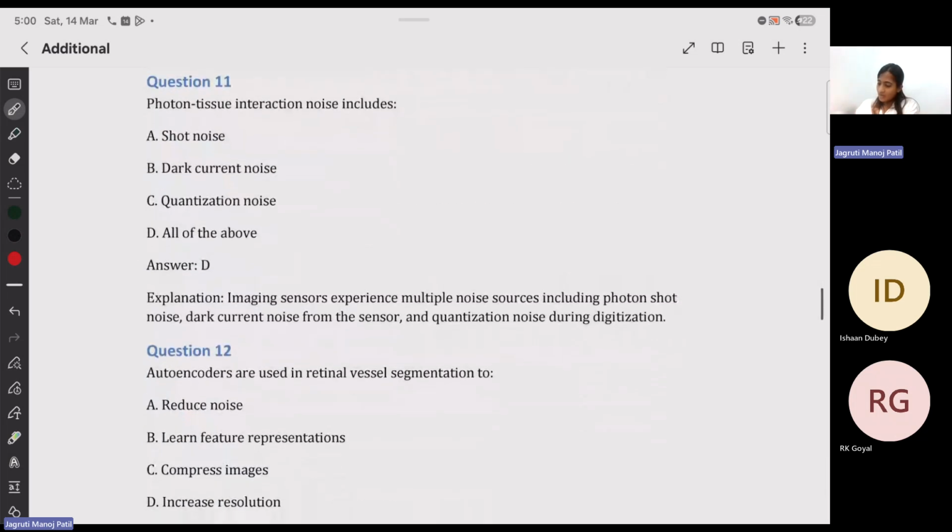Yeah, this one. Autoencoders which are used in retinal vessel segmentation are what? Which will do what? Increase the resolution? Reduce noise? No, it's to learn feature representation. Yes, exactly, my bad. So we're essentially learning representations in this case.